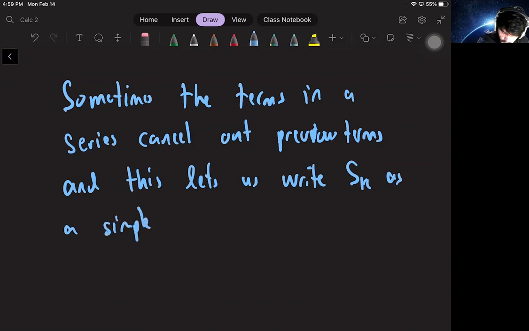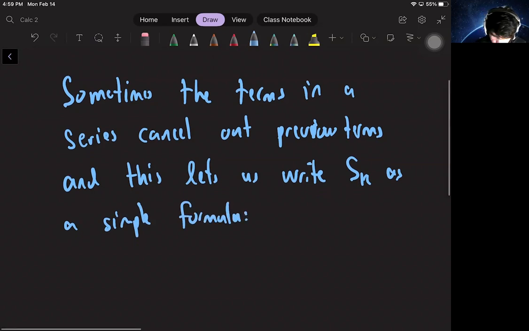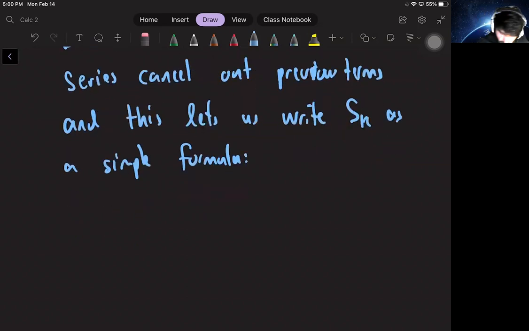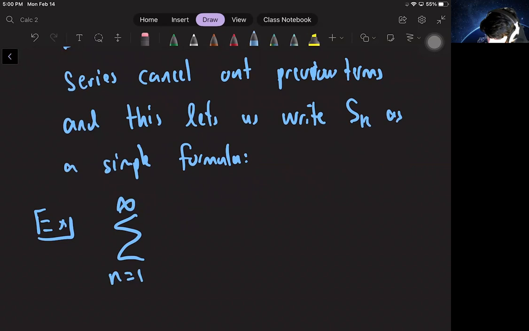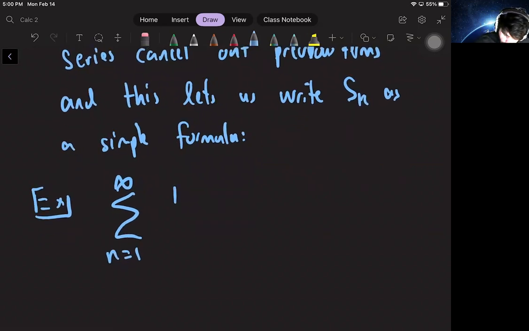Okay, so let's just see an example. Because these ones, there's not like a typical form like there was for geometric. It was a number to the nth power. So this one doesn't have a typical form, but it's usually pretty easy to spot once you start writing out some terms. So here's a good example: 1 over n minus 1 over n plus 1.